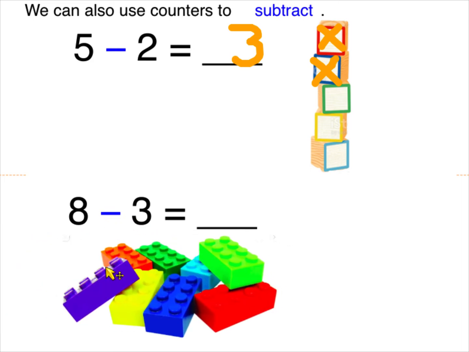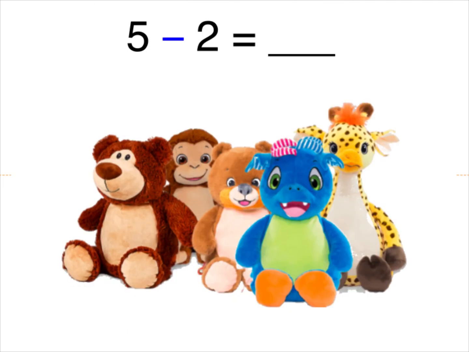You could start with 8 blocks. Take away 3 blocks. I can't take them away. 1, 2, 3. And you have 1, 2, 3, 4, 5 left over. How many you start with, how many you take away, how many are left over. Maybe you have stuffies. So 5 stuffies. If you take away 2 stuffies, how many do you have left over? Take away 2. You have 3 left over.